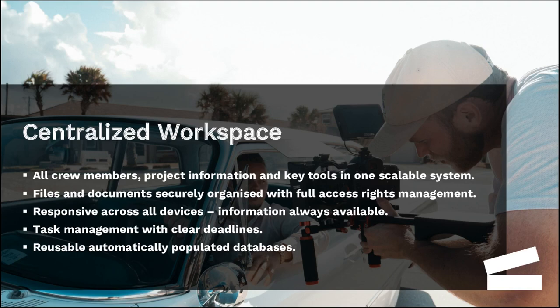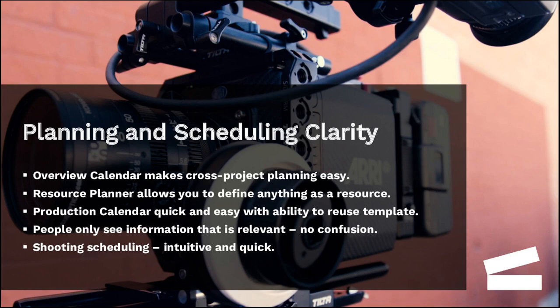So all of this is giving people one place to work with everything they need in one location. The second thing is planning and scheduling clarity. So you have, first of all, an overview calendar where you can see every project and where they stand. You also have a resource planner, so you can define anything as a resource and keep track of that information. You have a production calendar where you can say that we're beginning development now and we're going to be moving into production 6 months down the line.